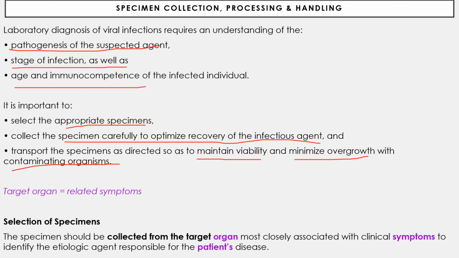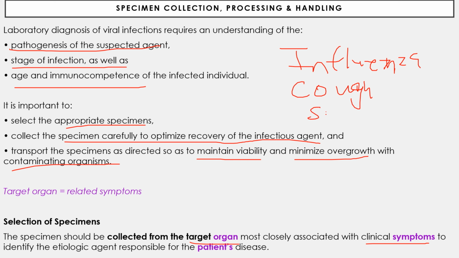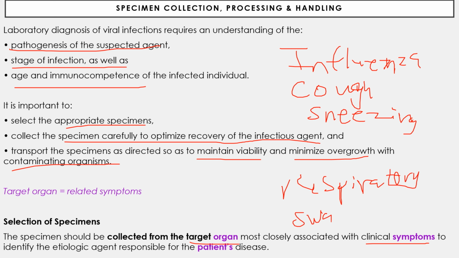Now, when you select your specimen, class, it must be collected from the target organ most closely associated with the clinical symptoms. So if your suspected virus is an influenza virus, class, you would have coughing when you have influenza, right? You have a cough, you have sneezing. So most likely you would get respiratory samples. You could swab the patient, you could get sputum. So as much as possible, if you're going to collect samples for viral testing, you need to make sure that the specimen is collected from the organ closely associated with the symptoms.